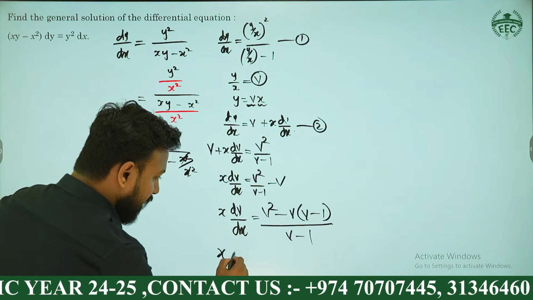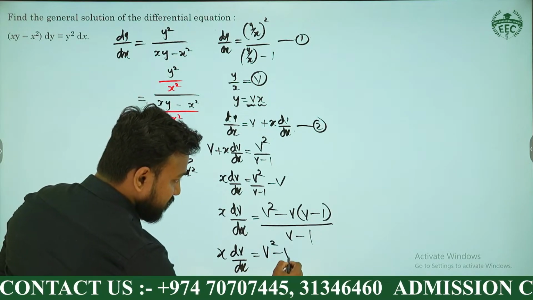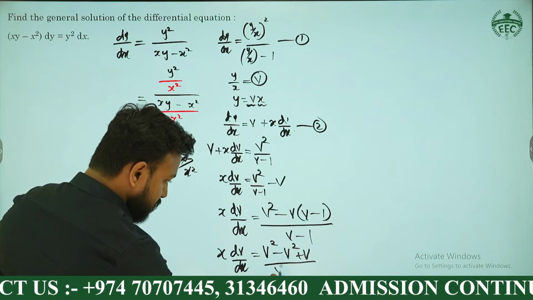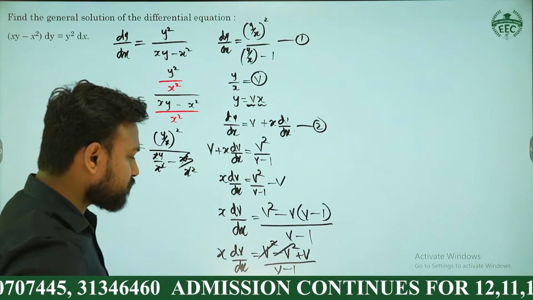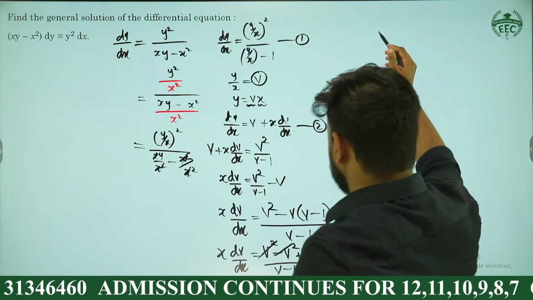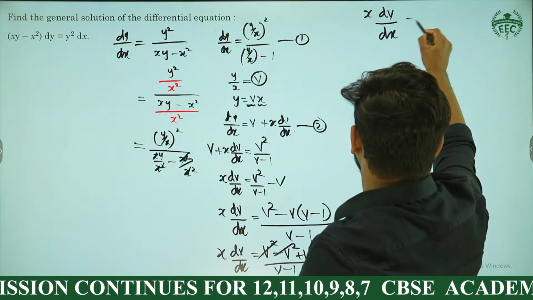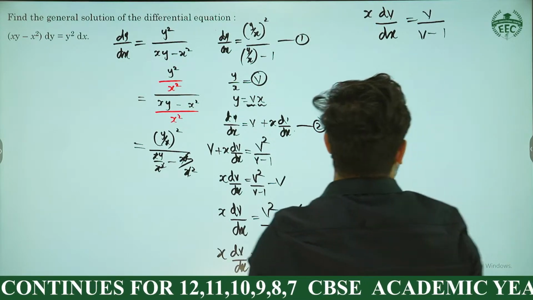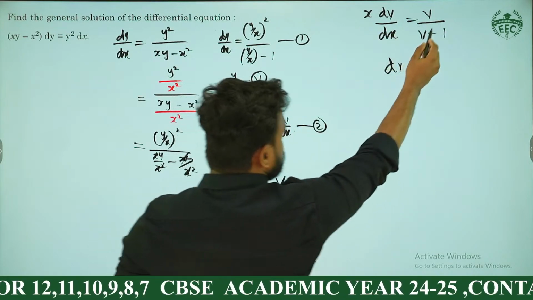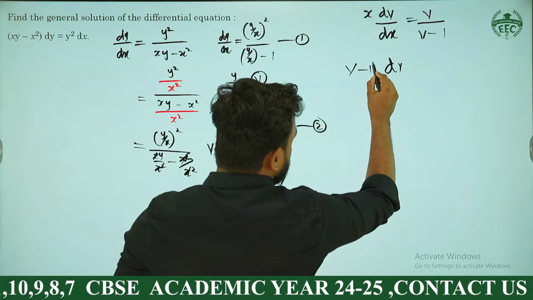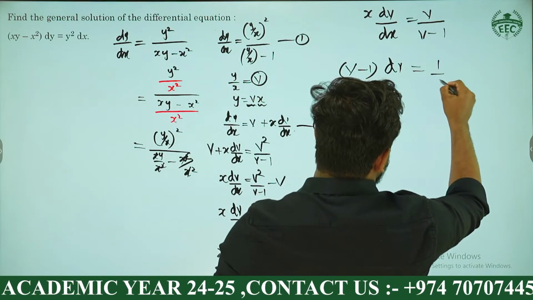So now you can see x into dv by dx is equal to v square minus v square plus v by v minus 1. Here you can see I can cancel these two terms. Then x into dv by dx is equal to v by v minus 1. Now listen guys, the dv is here. I want to take these terms to here. So this denominator comes to the numerator of the left side, and the numerator comes to the denominator of the left side, which is equal to 1 by x dx.